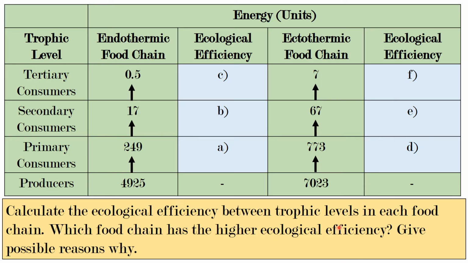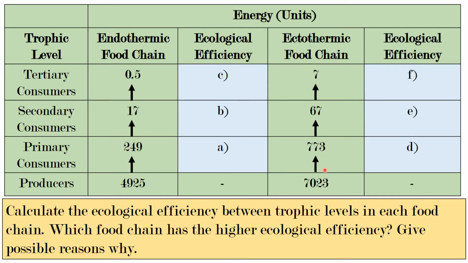Right, so what I've got here is a wee table, and you can split it into two. On the left-hand side, we've got an endothermic food chain, and here's the producer at the bottom, and this is just units of energy. The producers had 4,925 units of energy, 249 reached the primary consumer. So I want you to work out the ecological efficiency for that. Same for this, so that would be 17 over 249 times 100.